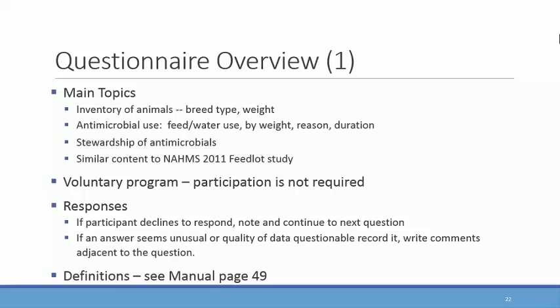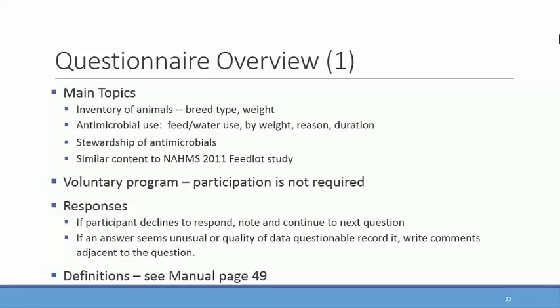Questions on stewardship of antimicrobials, and just to note that these topics are similar to the content in the NAHMS 2011 feedlot study. Although the feedlot study was much more comprehensive, our questions were mostly drawn from that study. As Bill noted, this is a voluntary program, and participation is not required, but it's sincerely appreciated. We understand that this can be a burden for producers to give up an hour of their time, and we do want to show our appreciation to them and to you out in the field for working on this.